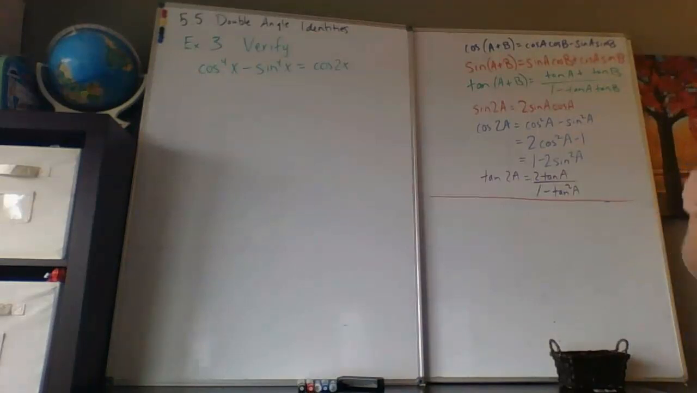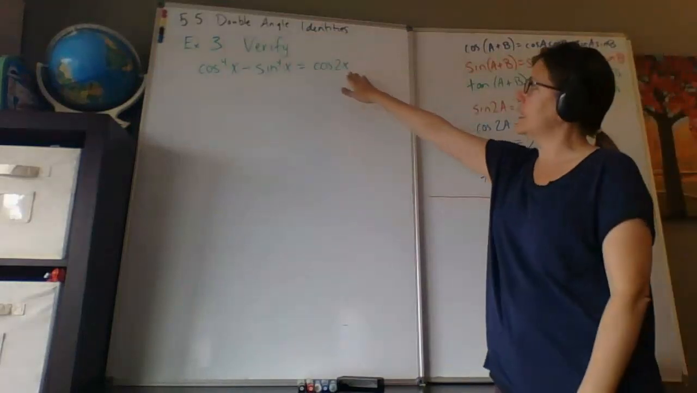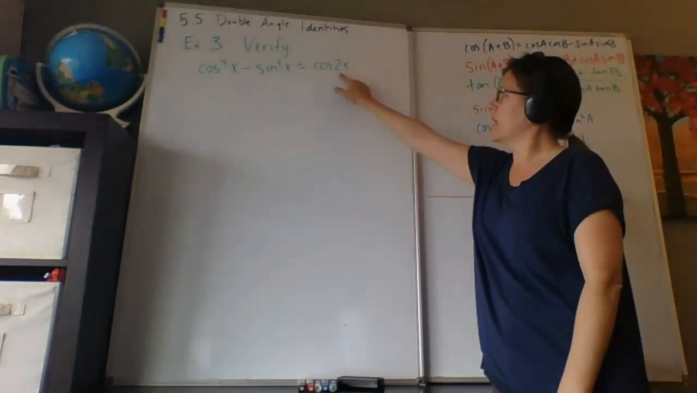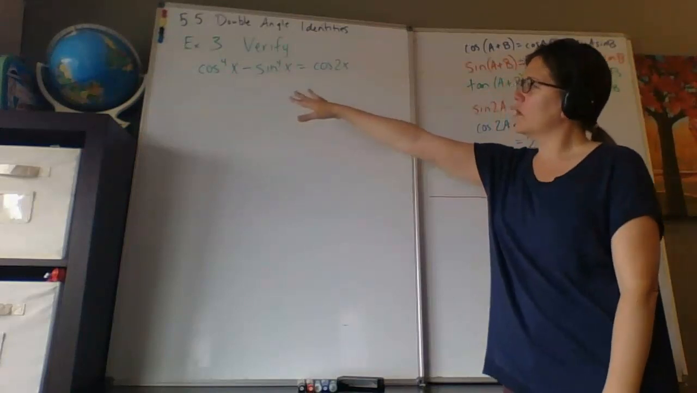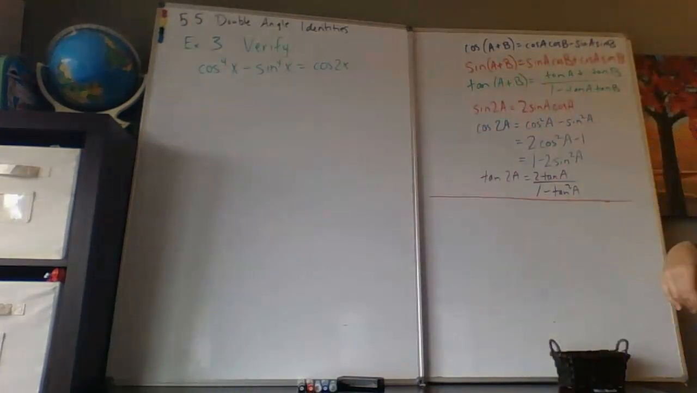Oftentimes we want to start with the side that has a different input. See, on this side we have the 2x going into a cosine. However, the left-hand side is pretty tricky, so we will go ahead and try and work with that side today.